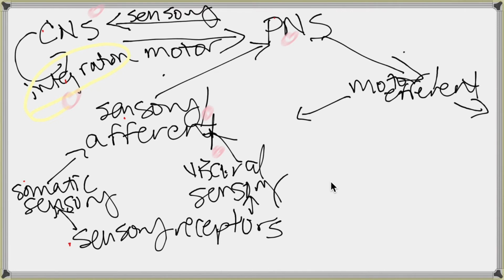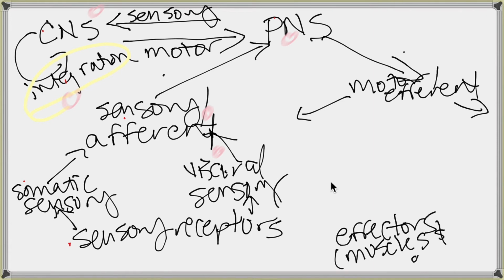What the motor or efferent division is, it always sends information toward what we call effectors. And effectors are things that you can effect a change on. So muscles, all three kinds, and glands. So you can make muscles contract, you can make glands secrete.